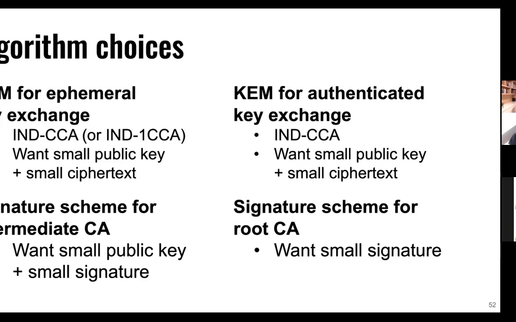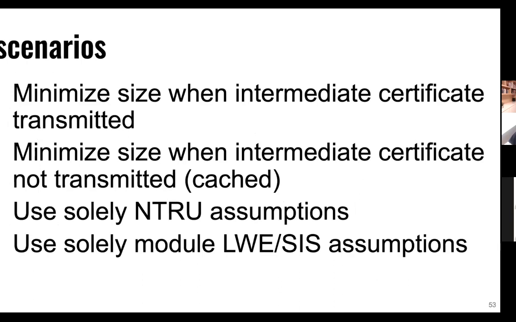And so, with all these different constraints, we can try for different trade-offs and explore the parameter space. So I'm going to show you a graph with some experimental results of 4 different scenarios. The first scenario, where we want to minimize the total transmission size, regardless of computation time, and in the scenario where intermediate certificates are transmitted. And then a second version, we're assuming intermediate certificates are cached, because this is an option in some deployments. And then 2 more scenarios where we focus on the particular assumption used.